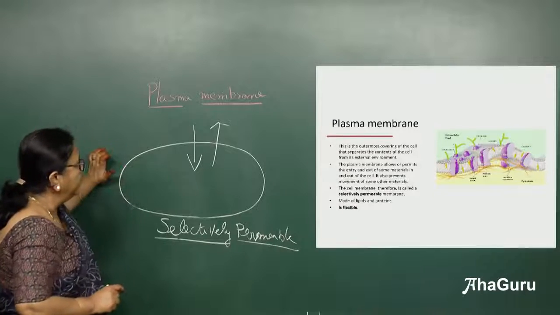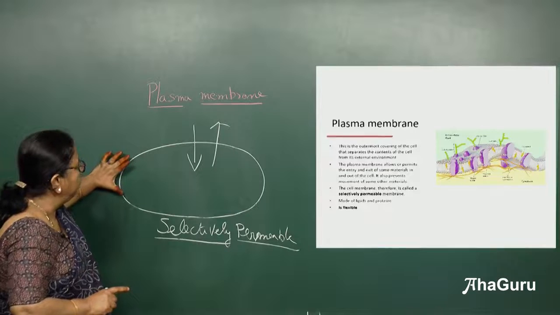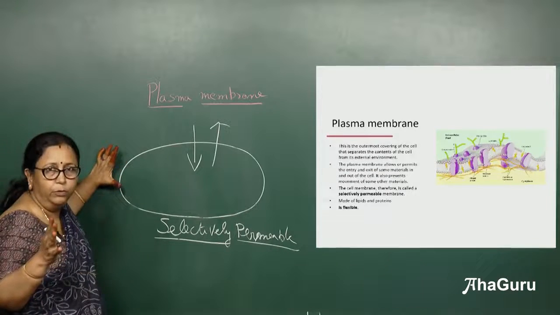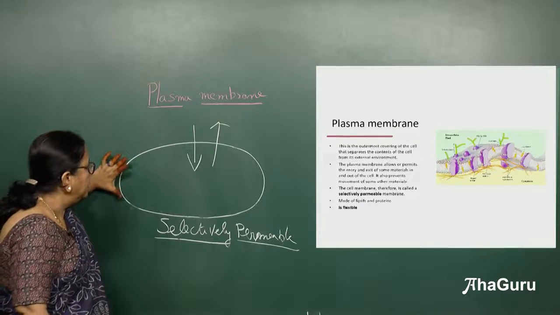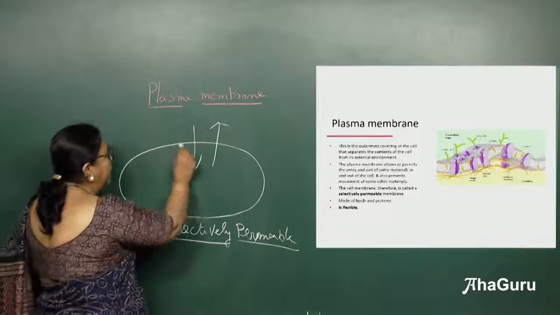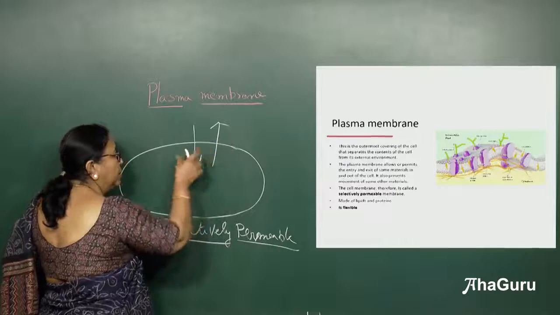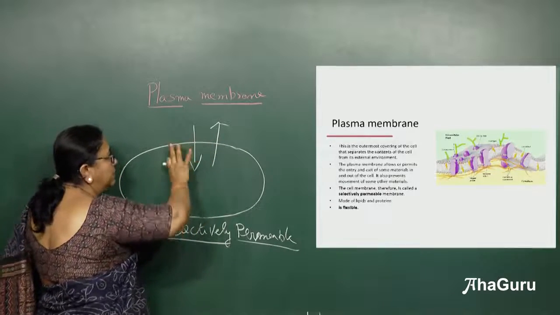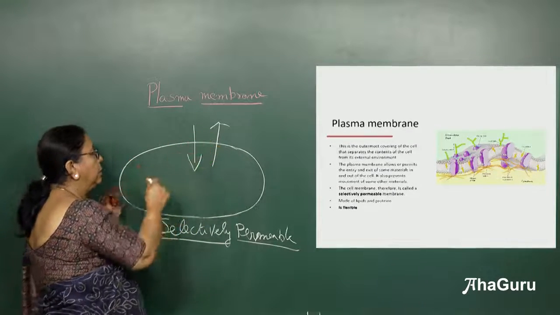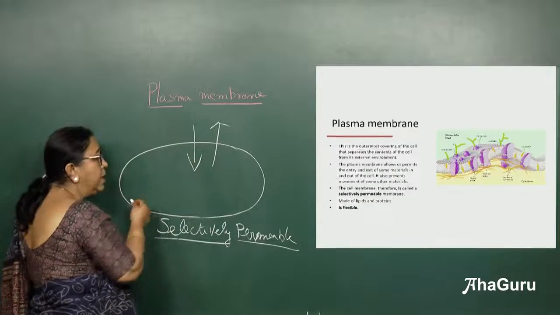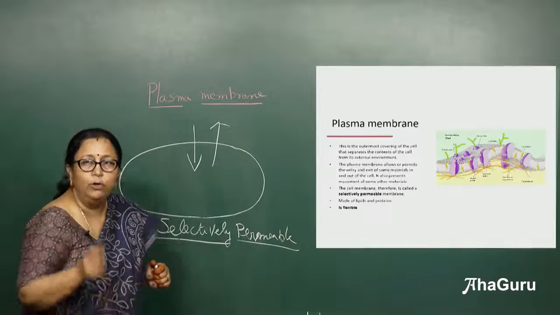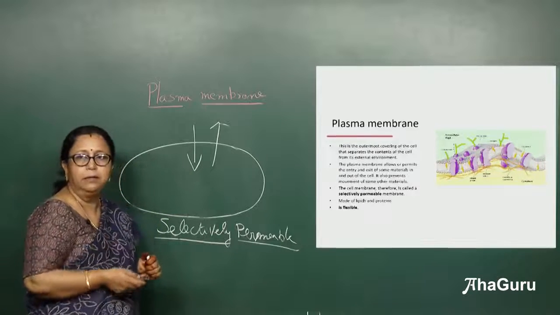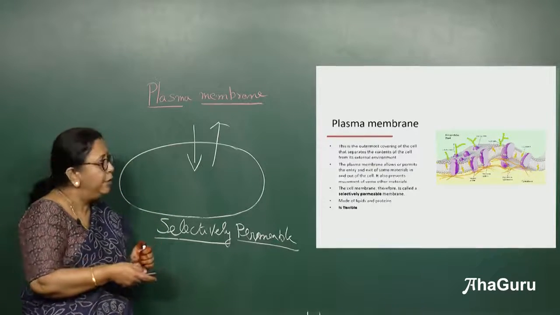Apart from that, if you look at the cell membrane function, I have already told you it controls what comes in and what goes out of the cell, and it's a very flexible membrane. It is not a rigid structure. It can expand and contract. The flexibility is because of the structure. So if you look at the structure of the cell membrane, what is it made of?